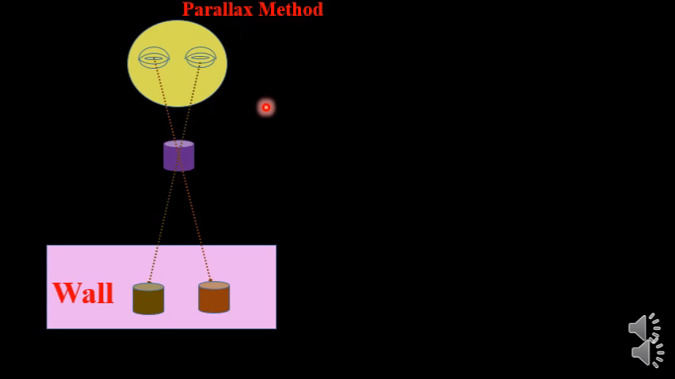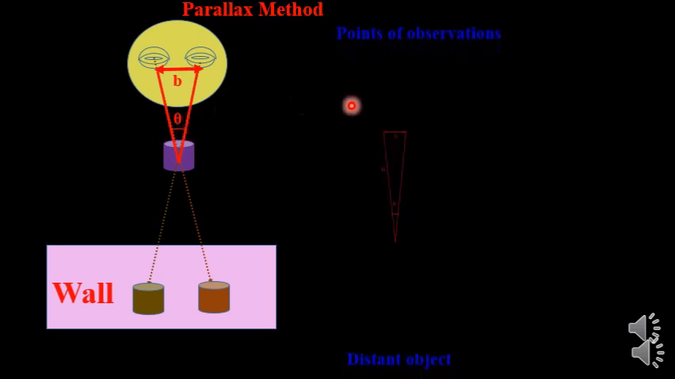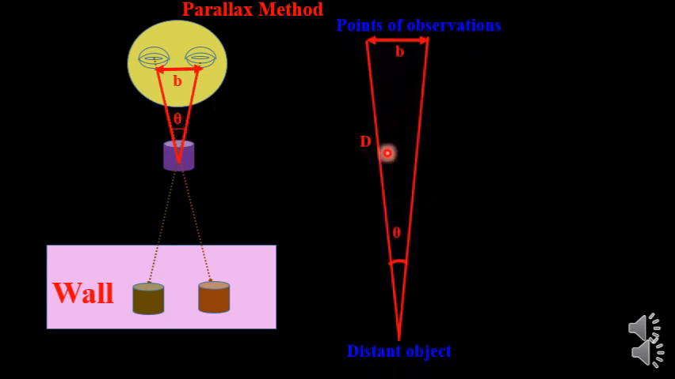The distance between the points of observation is known as basis B. It is equal to the distance between the two eyes. The angle between the observations is theta. To measure large distances, we use the parallax method.